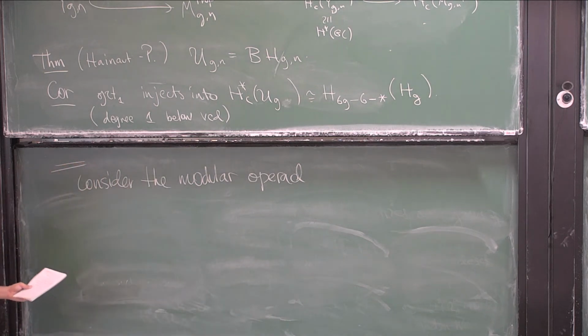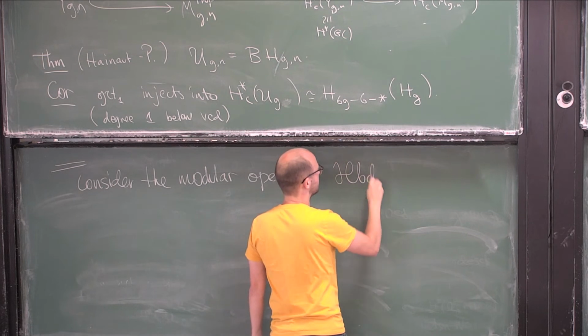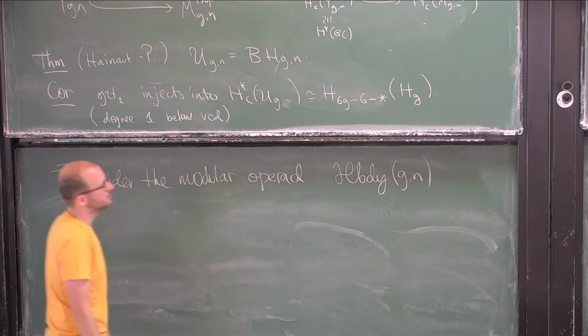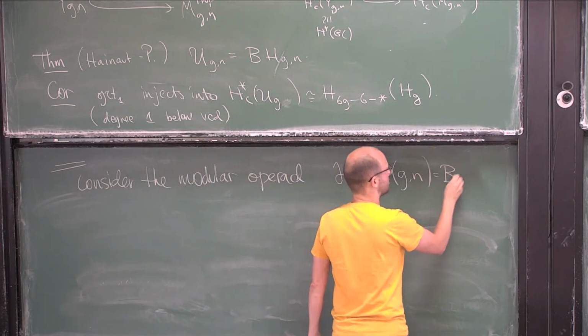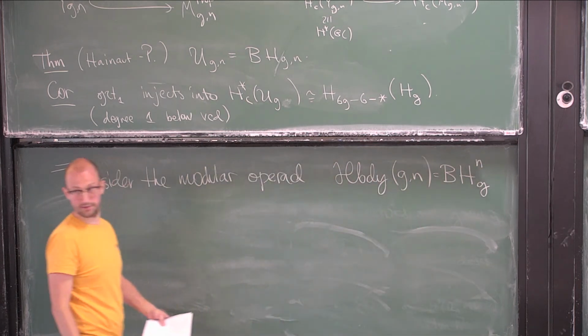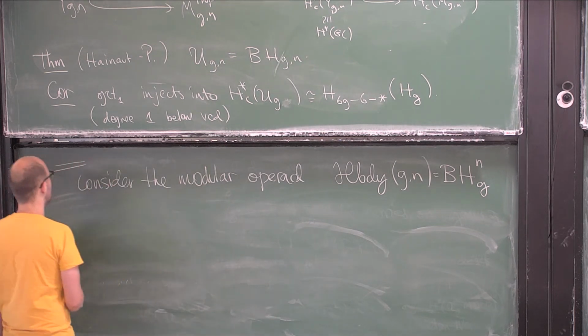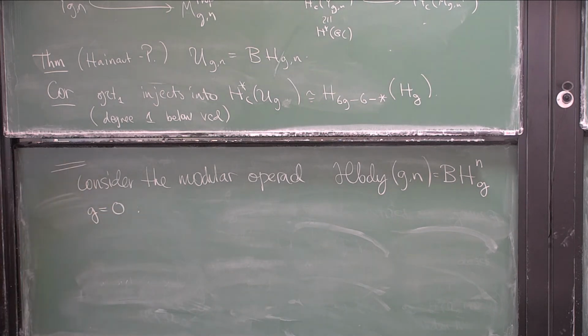Consider the following modular operad of handle bodies. In genus g and arity n, it is the classifying space of the handle body groups, genus g with n marked disks. If I have marked disks, I can glue handle bodies together. And in genus 0, there is no difference between the handle body group and the mapping class group.